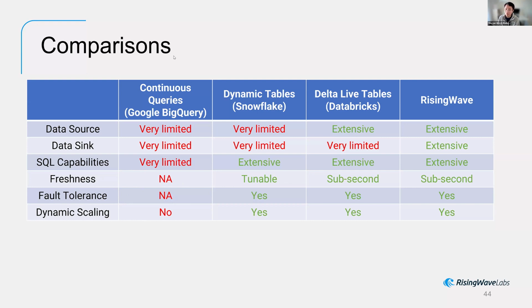In terms of dynamic tables in Snowflake, the source is also pretty limited, and for the sink, it also does not really allow you to sync the data to external data systems. So if you use Snowflake, everything is within the Snowflake ecosystem. That's pretty limited. And for SQL capabilities, it's pretty extensive. And for freshness, it's tunable.